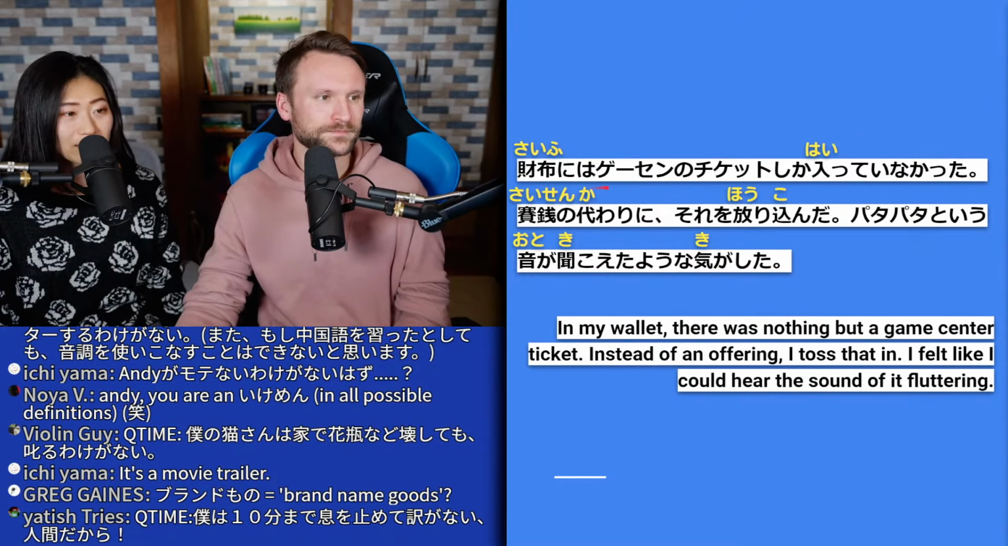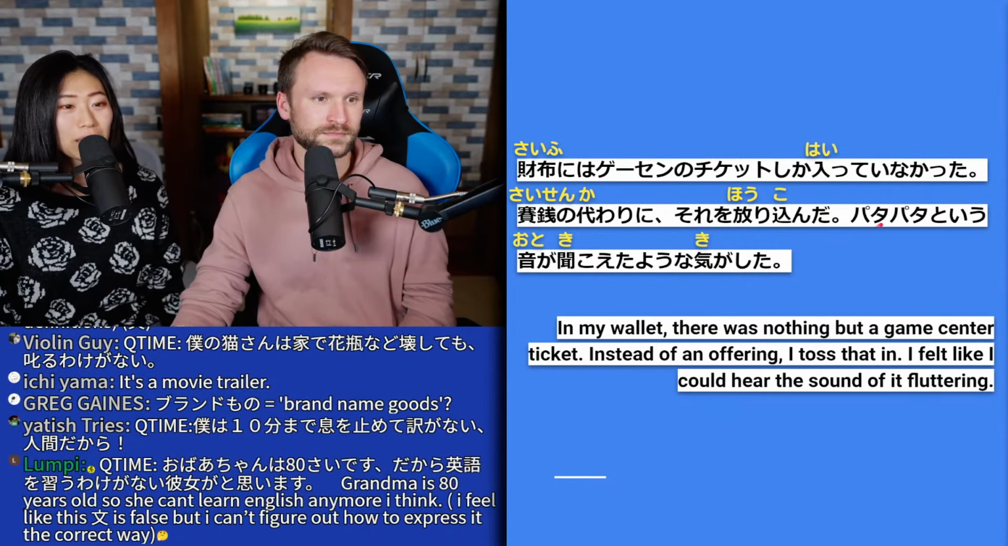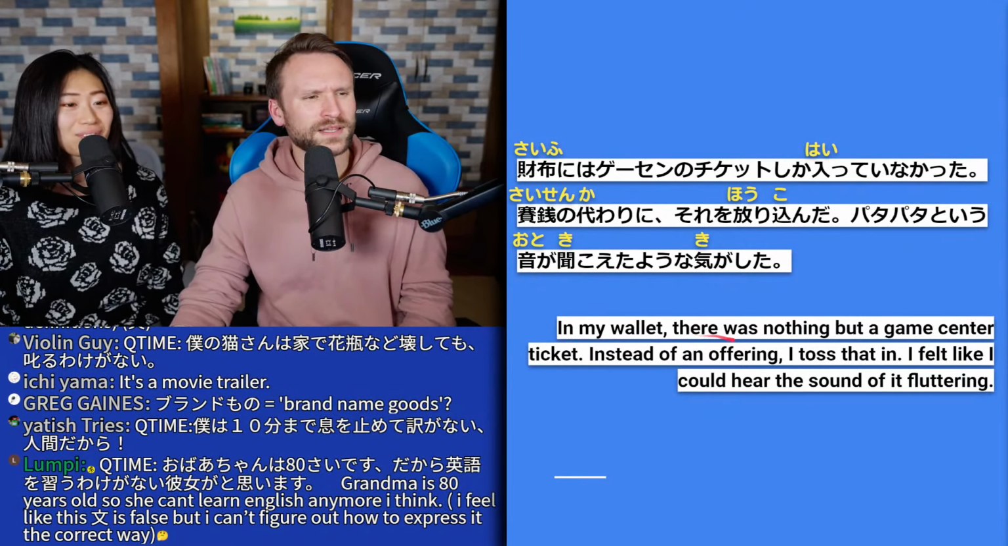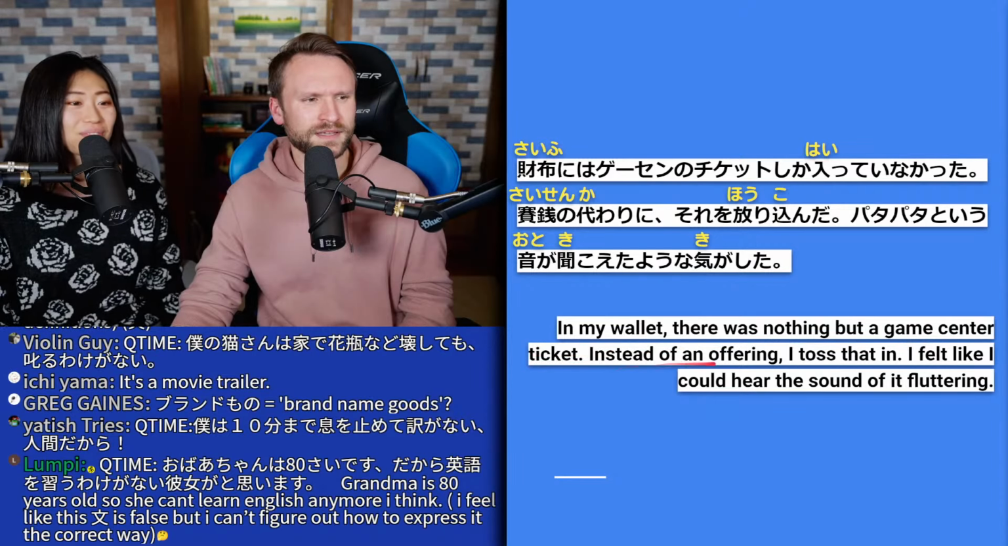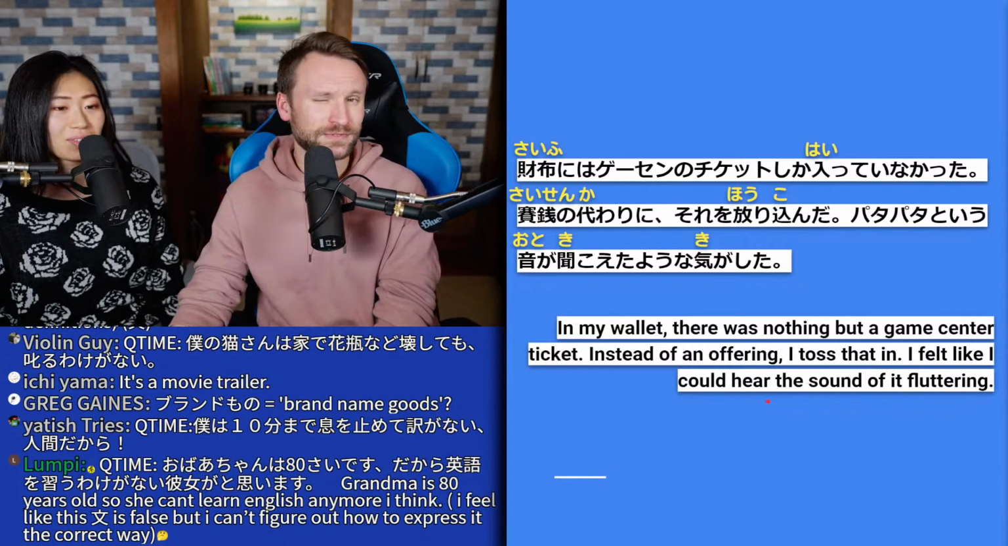財布にはゲーセンのチケットしか入っていなかった。賽銭の代わりにそれを放り込んだ。パタパタという音が聞こえたような気がした。 In my wallet, there was nothing but a game center ticket. Instead of an offering, I tossed that in. I felt like I could hear the sound of it fluttering.